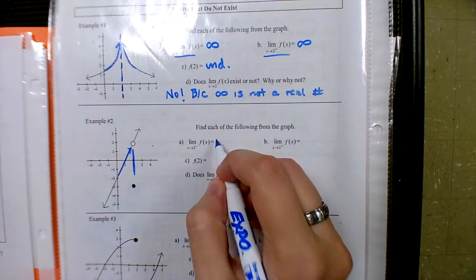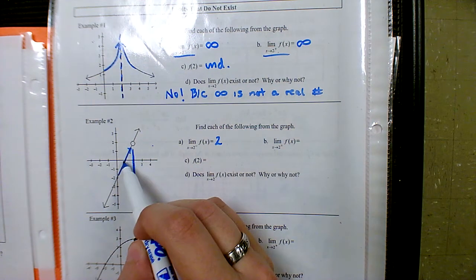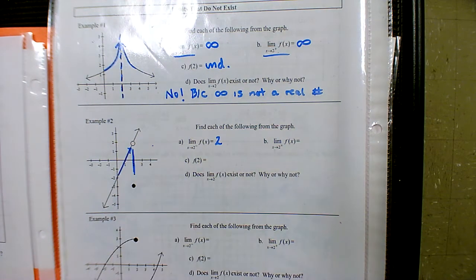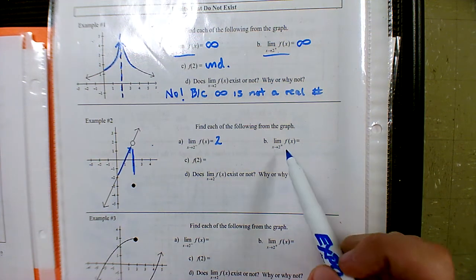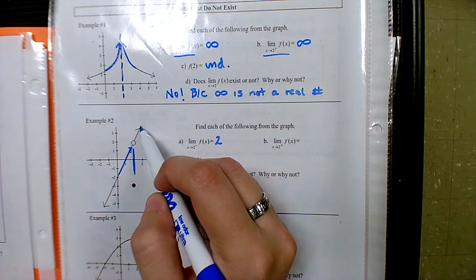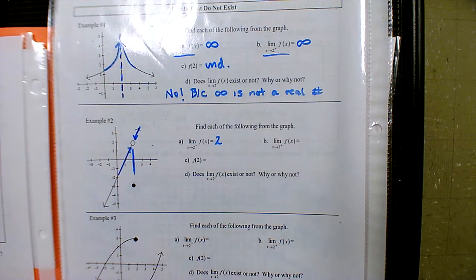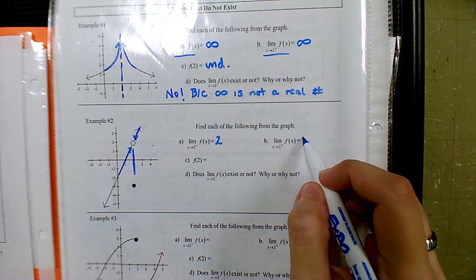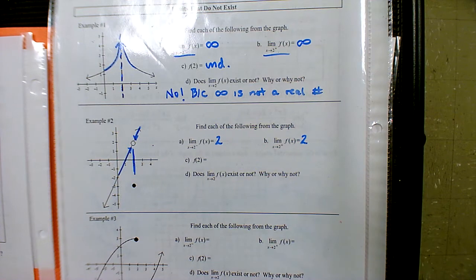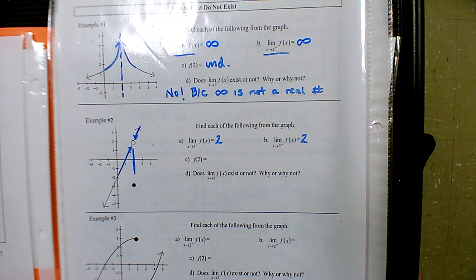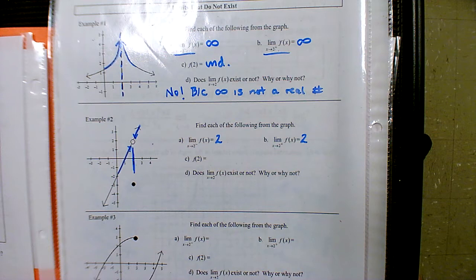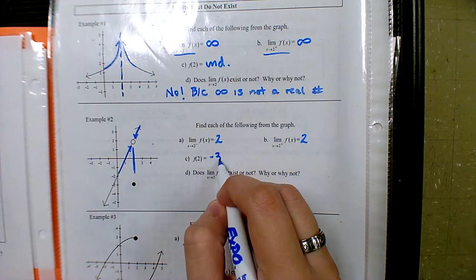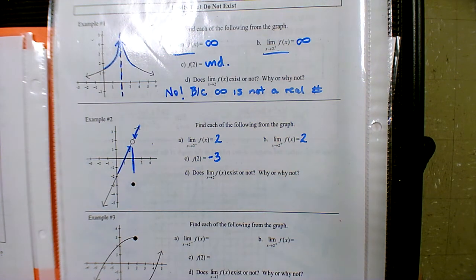Good, Brayden? 2. Notice how you're getting closer and closer to that hole, and that hole has a height of 2. Now if we were to trace the right-handed side of 2, getting closer and closer, looks like we are approaching 2 again, right? What if we were to plug into, okay, part C, if we actually plugged in 2, what height would we get out? -3, right. So there's a little difference there.